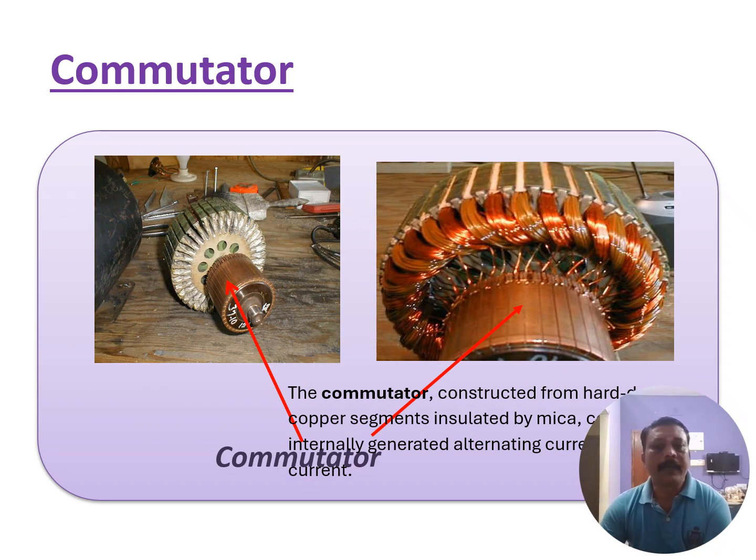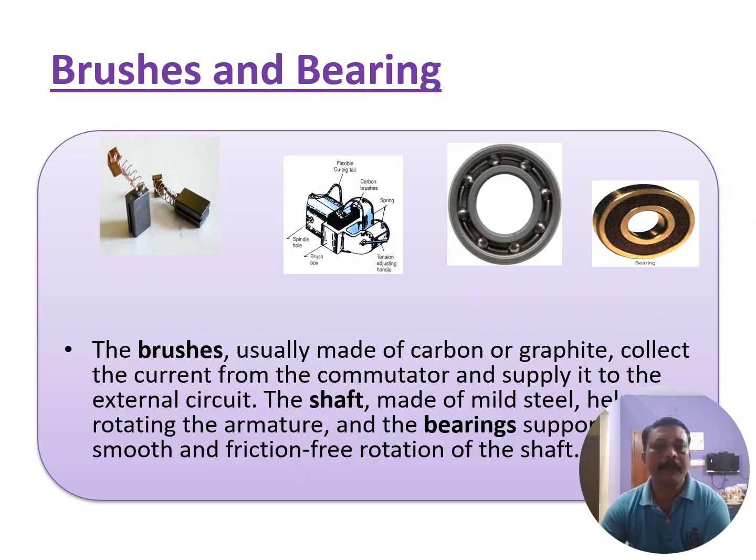Commutator. Each armature winding is connected with the commutator segments. The commutator is mainly used to convert the AC supply into DC supply. Next, brushes and bearing. The brushes are usually made up of carbon or graphite material. They are mainly used to collect the current from the commutator and supply it to the external circuit.